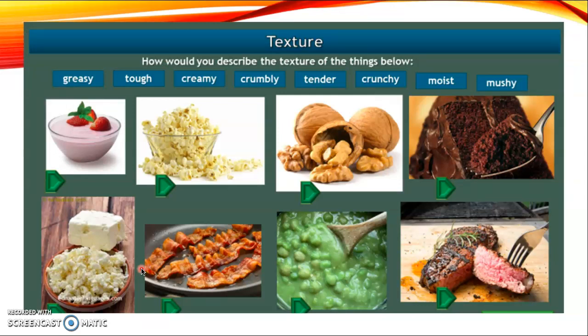So you can pause this one here as well. How would you describe the texture of things below? Would they be greasy, tough, creamy, crumbly, tender, crunchy, moist, or mushy? And based on your expectation of the texture, if it's something different, you're not going to like it.